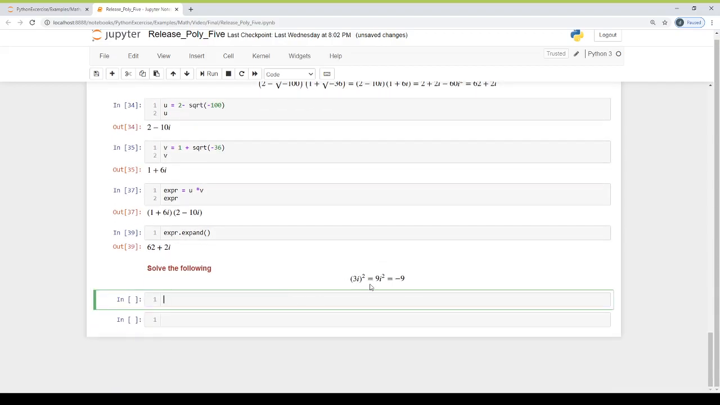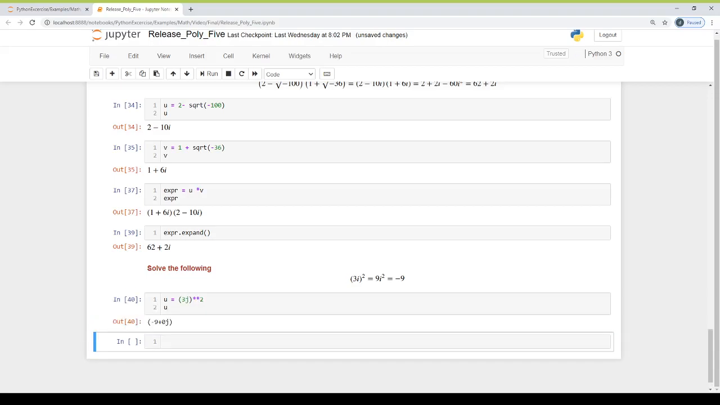Another practice problem, solve the following. u is equal to 3j, square root 2, u. It's minus 9 plus 0j. The square root of 3i, a complex number, is 9i squared. i is the imaginary part, that is the square root of minus 1, and the square root of minus 1 squared is equal to minus 9.